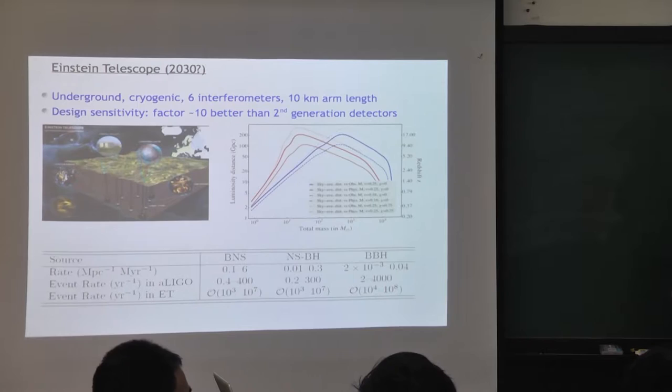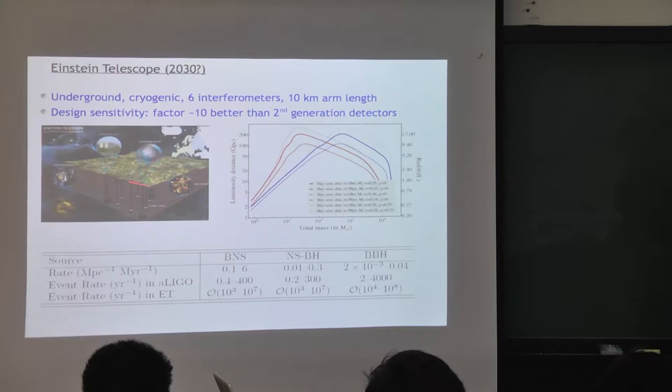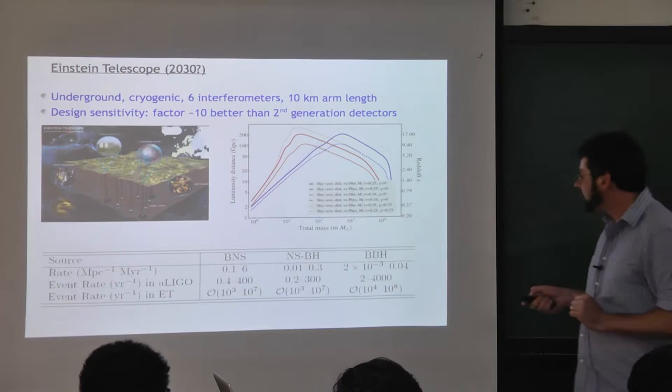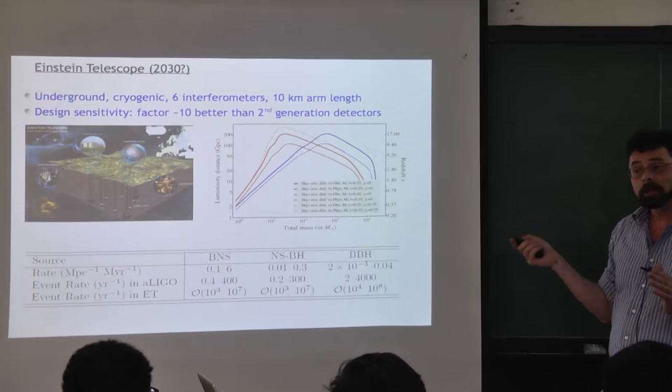In the most recent incarnation, it is actually six interferometers. The idea is that you have three that are cryogenic, and three that are non-cryogenic, so that you cover two different frequency ranges which you can stitch together. The frequency range is between a few hertz to several kilohertz, which is approximately the same frequency range as for the second generation detectors.